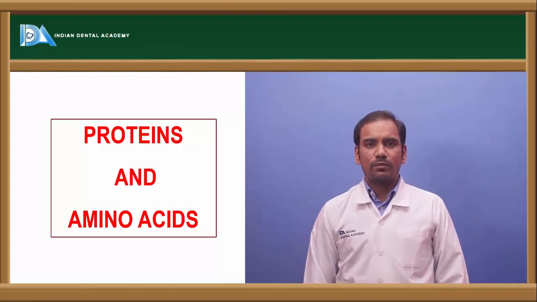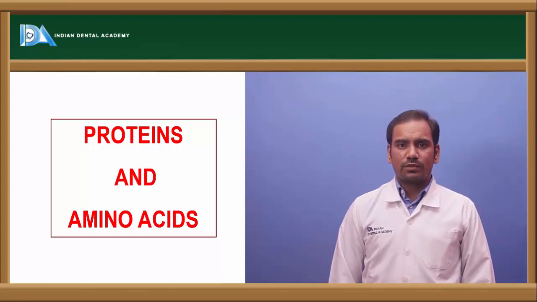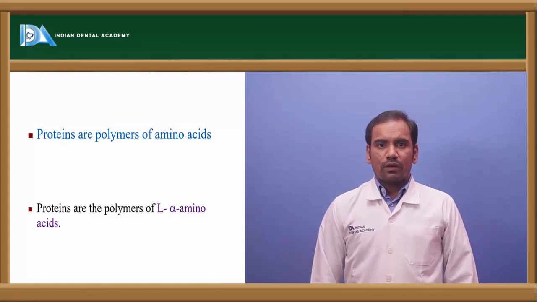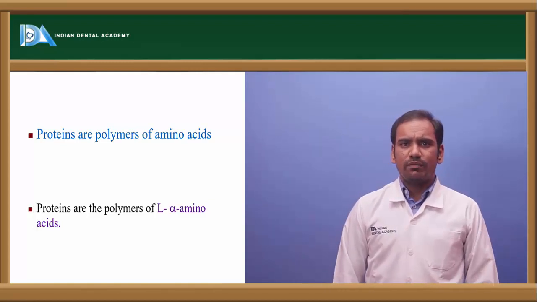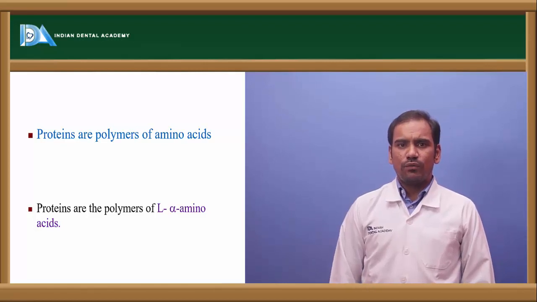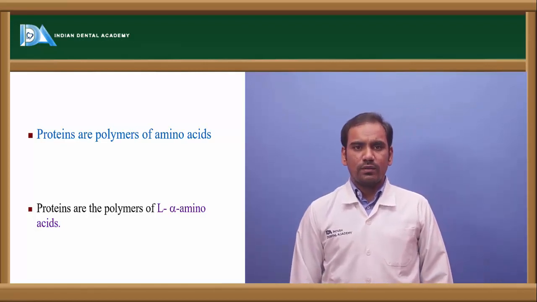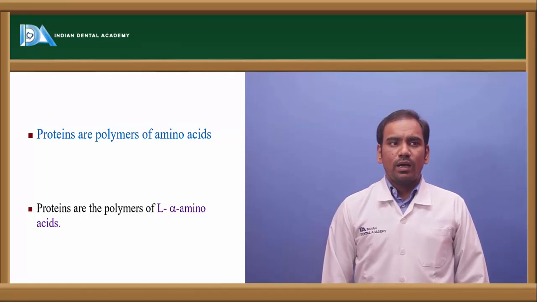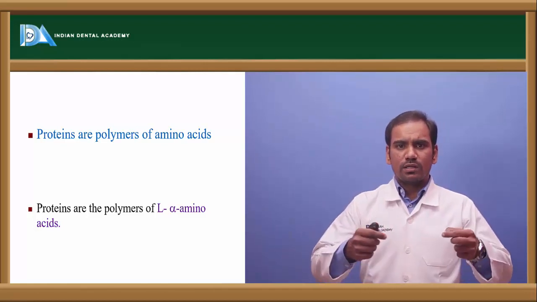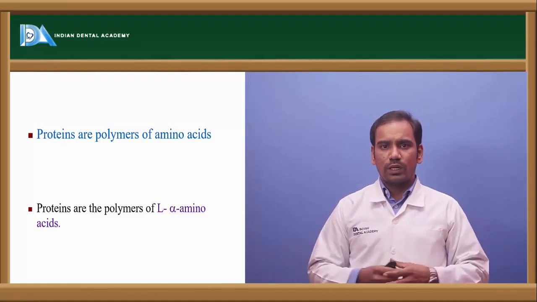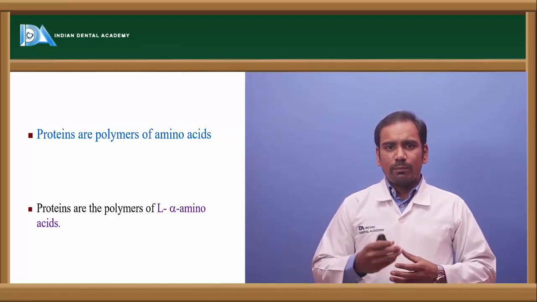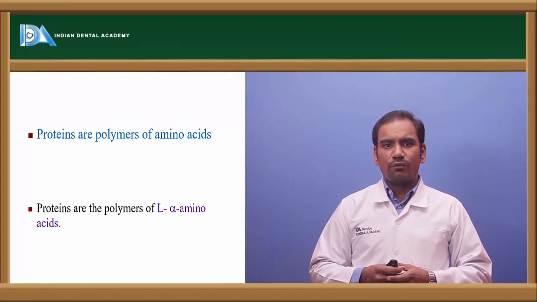Coming to our next chapter, proteins and amino acid chemistry. So, what are proteins? Proteins can be defined as polymers of L-alpha amino acids. They are polymers of amino acids. Many amino acids are joined together by peptide bonds, and that forms a protein.